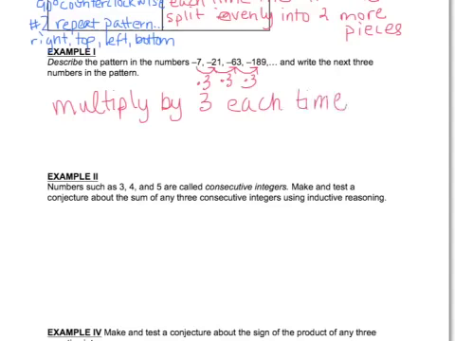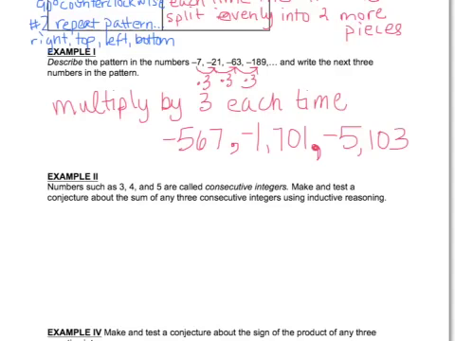And then if I multiply negative 189 by 3, it's negative 567. That multiplied by 3 is negative 1,701. And that multiplied by 3 is negative 5,103. So those would be my next 3 terms in that pattern.